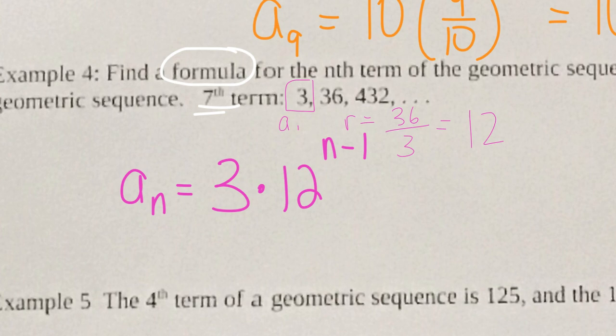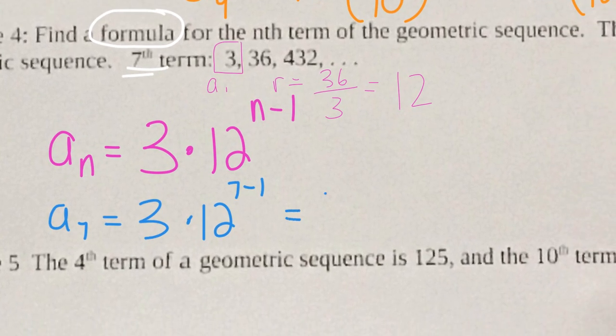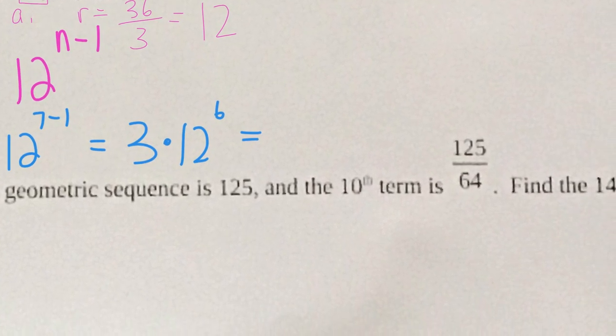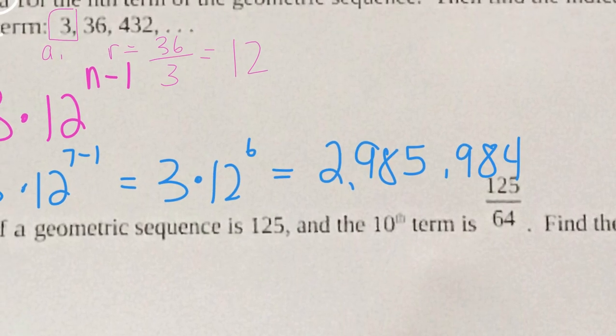So if we want the 7th term, that means we're going to replace our n value with 7. 3 times 12 to the 7 minus 1. Okay, so this looks like a job for my calculator also, because I don't know what 12 to the 6th is off the top of my head. But my calculator does, thank goodness, and it tells me that the answer is 2.985 million. Okay, now that's using the formula.